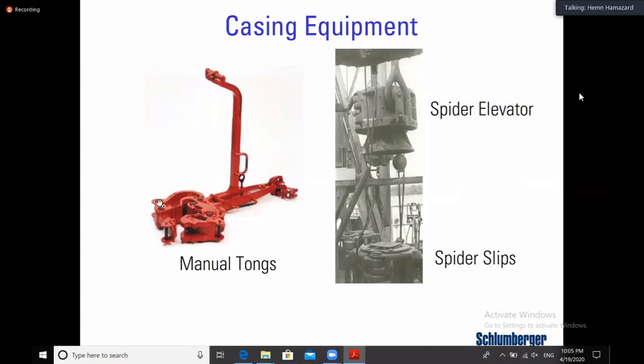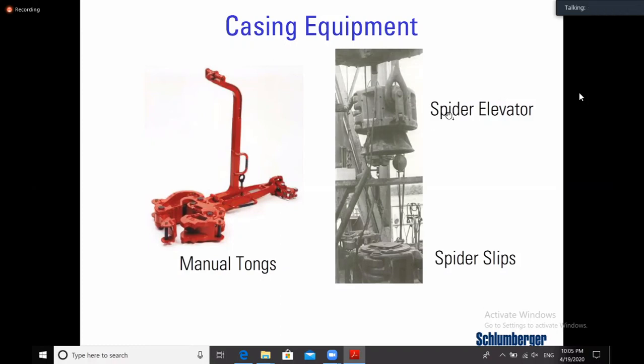So these are power tongs. They can be used in rare cases, most of the time just for the first and the second joint of the casing. Otherwise, you always need the power tongs, which are operated by a special company. They come to the rig site only for running casing. There are many companies that do only running casing.